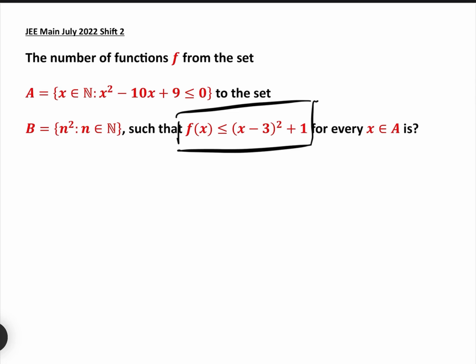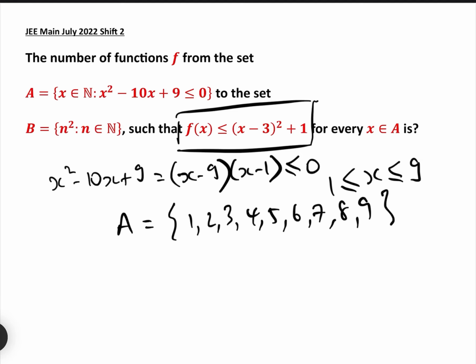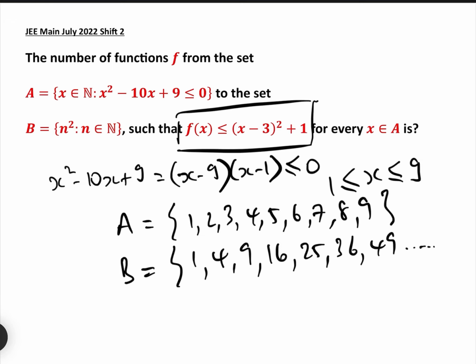Okay, so the set A, let's have a look at what that is first. Well, A is the set of x contained in n such that x squared minus 10x add 9 is less than or equal to 0. Well, x squared minus 10x add 9, we can write that as x minus 9, x minus 1. And for that to be less than or equal to 0, clearly x has to be between 1 and 9. So basically we can rewrite A as the set 1, 2, 3, 4, 5, 6, 7, 8 and 9. That's the set A. And let's have a look at the set B. Well, the set B is the set of n squared, so that's 1, 4, 9, 16, 25, 36, 49, etc.